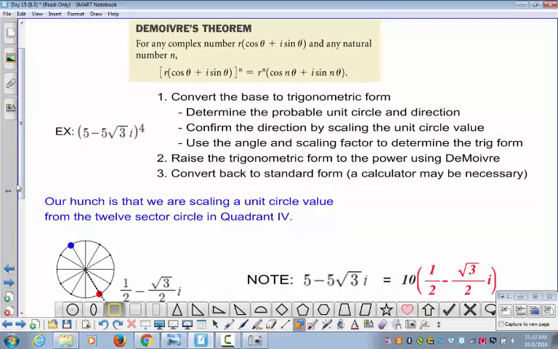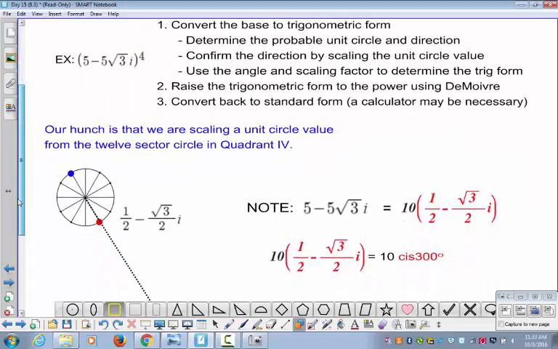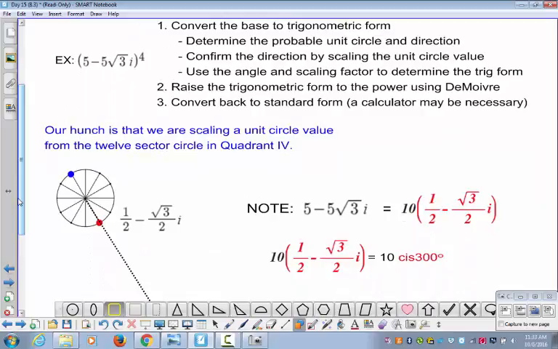With De Moivre's theorem, here's just an outline of the process that we're using, kind of summarizing it. We're going to convert the base to trigonometric form. The way we're typically doing that, if I give you nice numbers, we're going to look at the unit circle in the direction, and then once we have the trigonometric form, use De Moivre's theorem, and then convert back to standard form.